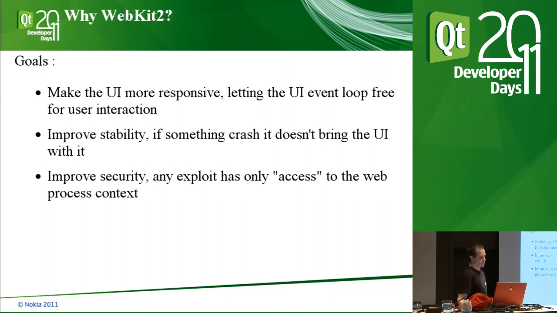Why WebKit 2? The main goal of WebKit 2 is to make the UI more responsive. What we don't want is letting your application event loop deal with fetching the HTML from the network, getting all the signals when the bytes arrive, and then parsing the HTML, rendering it, constructing all the objects, evaluating JavaScript, and so on. This makes your application event loop busy. And we actually want to free it from that so that it's always free for managing user interaction.